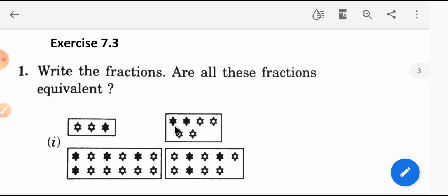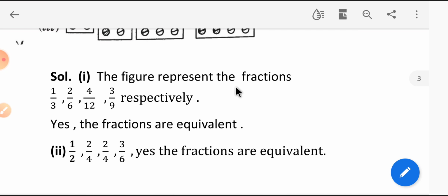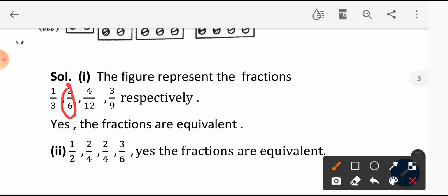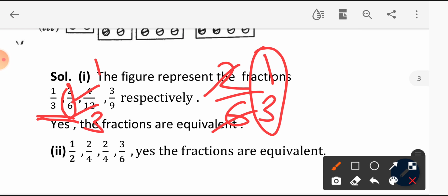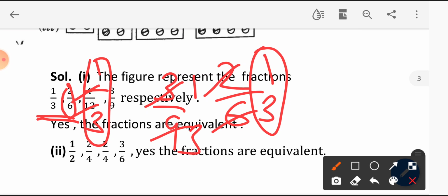After writing these fractions we have to check whether they are equal or not. So how are they equal? 1 by 3. Here 2 by 6 is given. We know that 2 by 6 can be written as 2 ones are 2, 2 threes are 6, so it can also be written as 1 by 3. Same with 4 by 12: 4 ones are 4, 4 threes are 12, so 4 by 12 we can write as 1 by 3. And the last one, 3 by 9: 3 ones are 3, 3 threes are 9. It means all the 4 fractions can be written as 1 by 3.